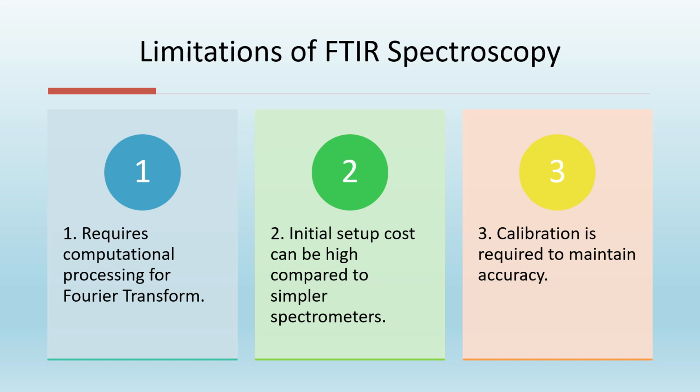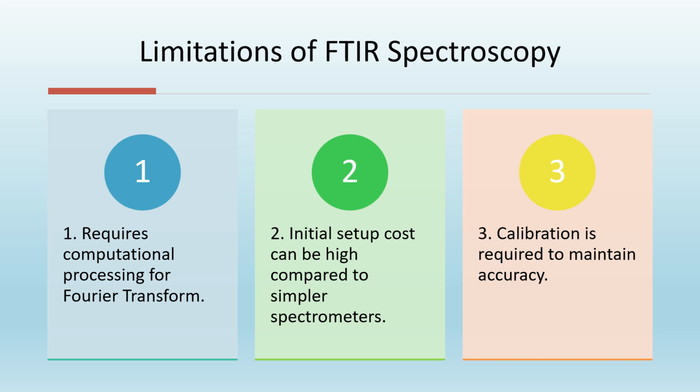The Fourier transform is a mathematical process that converts the raw time domain data into the frequency domain data we use to generate the final spectrum. This means that FTIR requires specialized computational processing, which adds a layer of complexity. Without the proper algorithm or computational power, interpreting the spectra can be difficult.